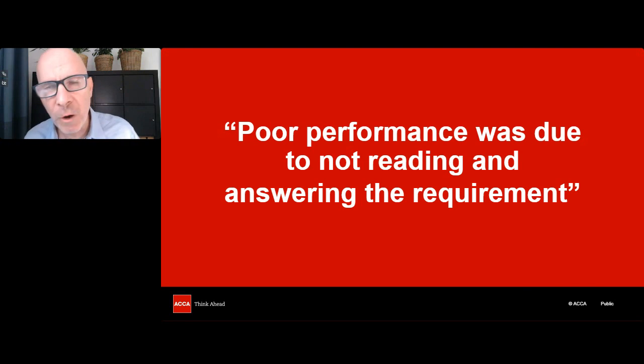Alrighty, poor performance. Here's another comment in the recent examiner's report. Poor performance was due to not reading and answering the requirement. This is tied for number 2 with the previous problem, not understanding the verbs. First problem, not justifying your points. Second problem, not understanding the verb. Third problem here, tied with the other one, not reading and answering the requirement.